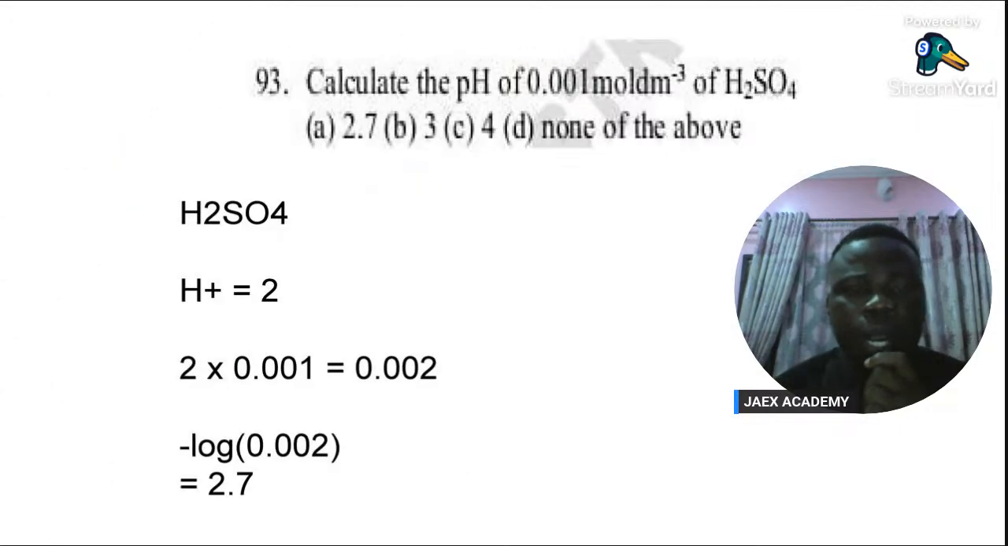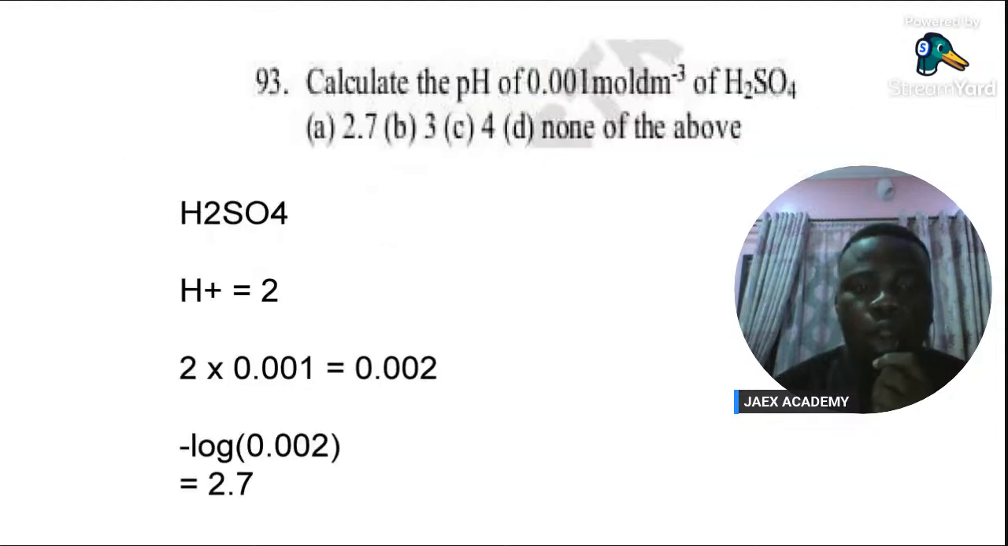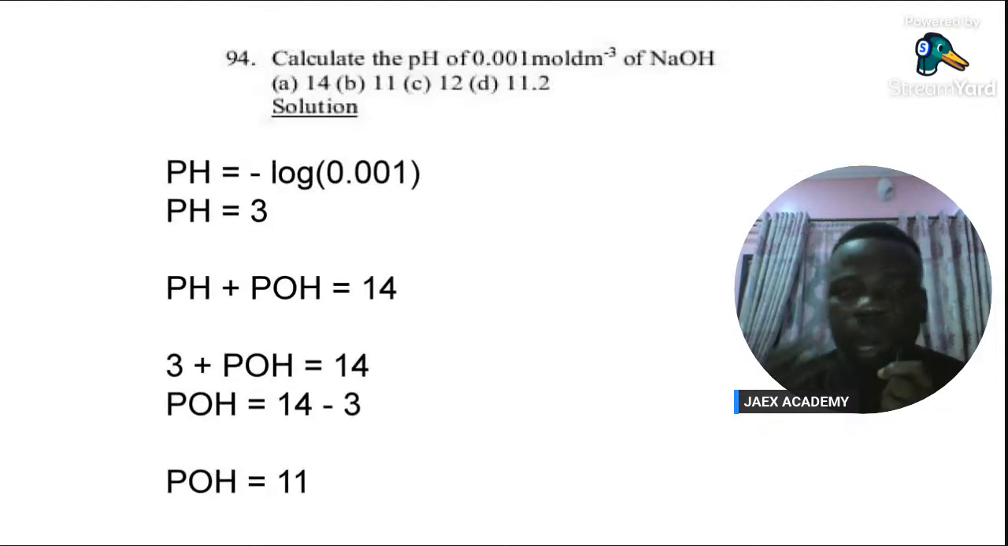So you will use your calculator and press negative log 0.001. It will give us 3. Now if it gives us 3, it means that we've calculated the pH. So we can simply say 3, which is the value of pH, we just substitute. We say 3 plus pOH is equal to 14. So pOH, if we collect like terms, will now be 14 minus 3, which is 11. So automatically our pOH is 11.